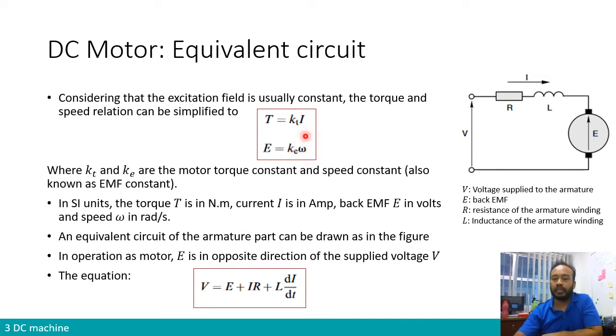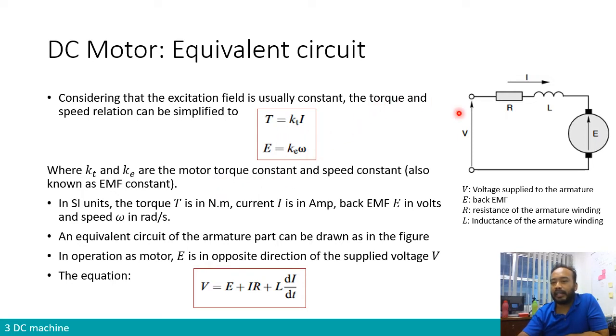In the data sheet of a DC motor, if you buy one, you will be able to find these two coefficients Kt and Ke. They are the constants that characterize any DC machine. In SI units, torque is in Newton meters and I in amps. Therefore, Kt is in Newton meter per amp, which is how much torque you can produce per unit of current. E is in volts and omega in radians per second, so Ke is in volt per radian per second, which is how much back EMF you can produce per unit of rotational speed. That's the unit for this equation.